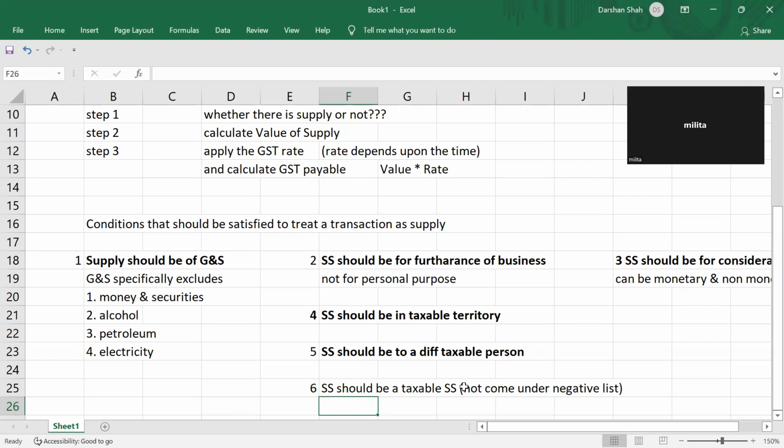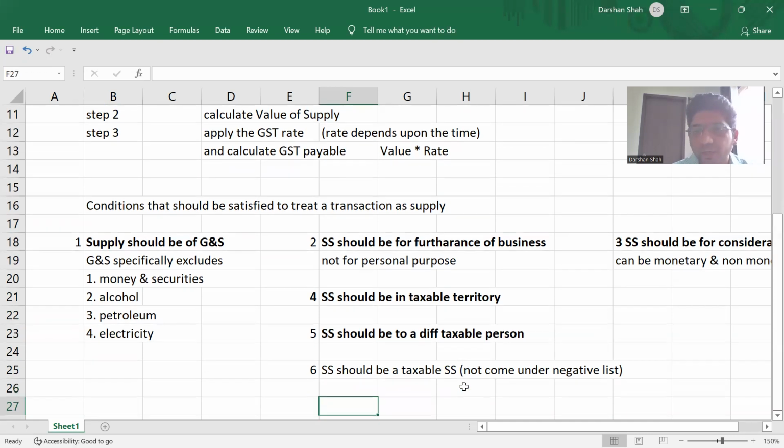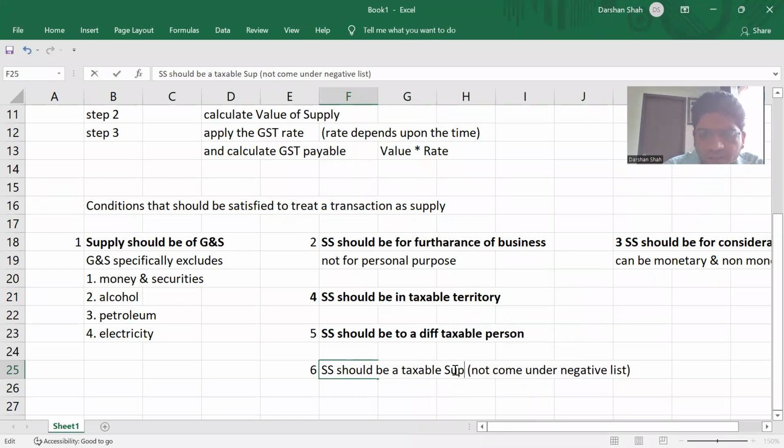Funeral services, then services by MLAs, MPs, services provided by court, services provided by panchayat. Correct. Employees are also covered under that. So all those come under the negative list, and those will not be treated as supply. Otherwise, everything will be considered as supply.